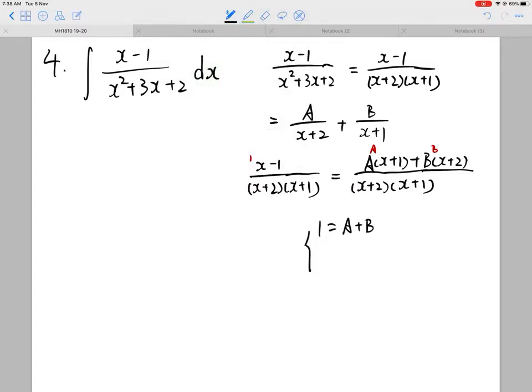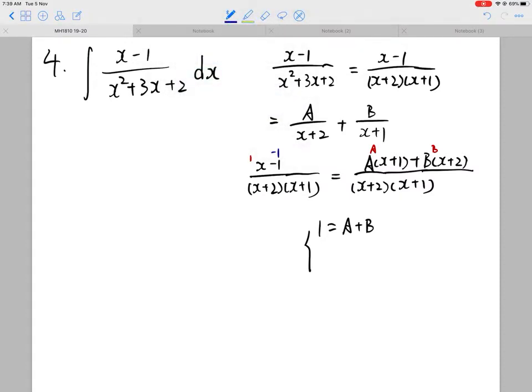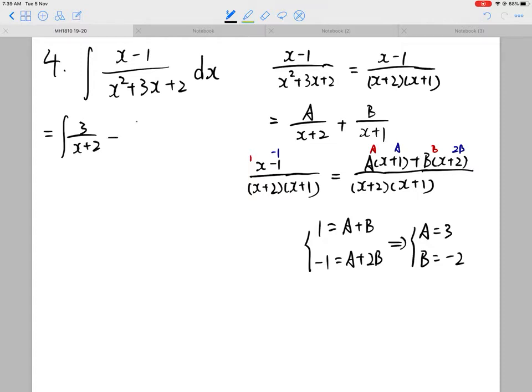Okay, your second equation: the constant part on the left is negative 1. On the right, the constant is a plus 2b. Alright, so negative 1 equals a plus 2b. And you quickly solve this. Your b is negative 2, your a is 3. Okay, so now we can start our integration. So it should be 3 over x plus 2 minus 2 over x plus 1.